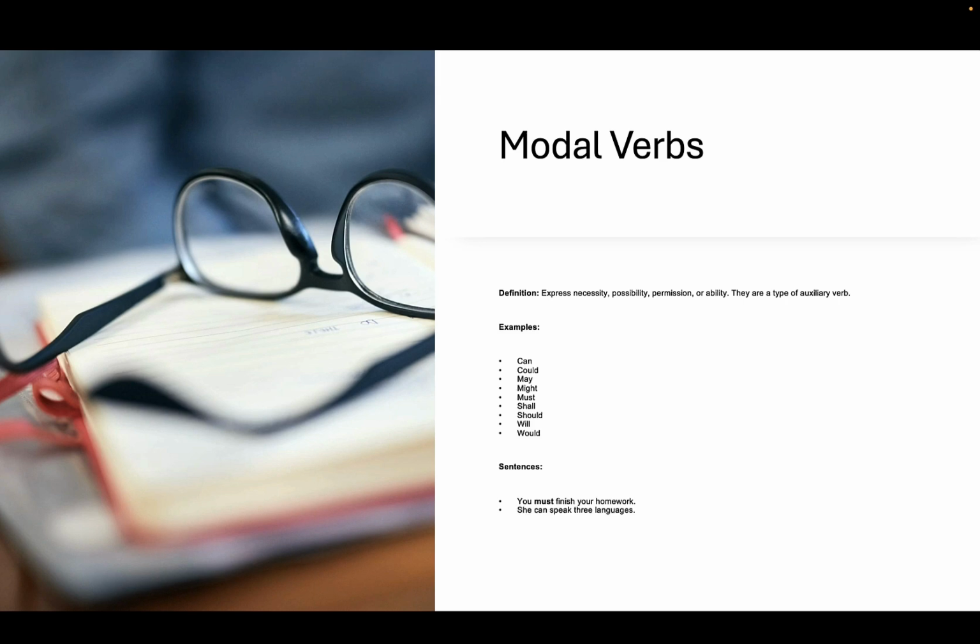What about this one here? She can speak 3 languages. What do you think? The modal verb in this one is can. As you can see with these 2 examples, the modal verbs in these sentences are must and can. They are modal verbs because must shows necessity and can shows ability.